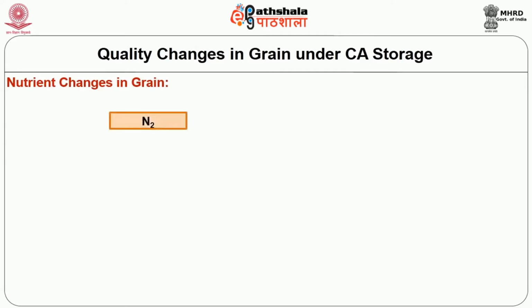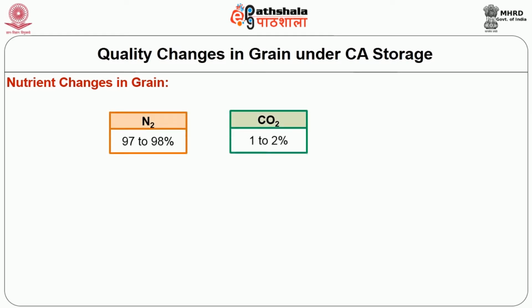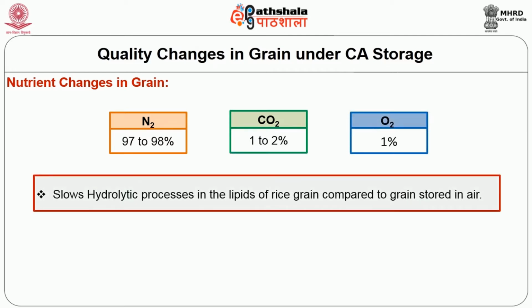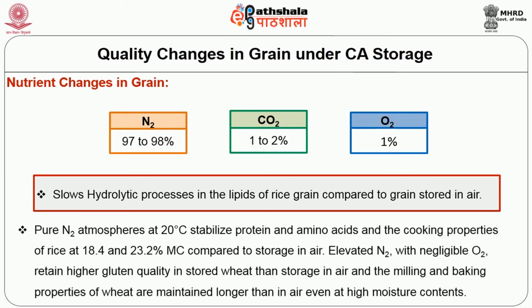Nutrient changes in the grain. A controlled atmosphere of 97 to 98% nitrogen, 1 to 2% carbon dioxide, and 1% oxygen slows hydrolytic processes in the lipids of rice grain compared to grain stored in air. Pure nitrogen atmospheres at 20 degrees centigrade stabilize protein, amino acids and the cooking properties of rice at 18.4 and 23.2% moisture content compared to storage in air.